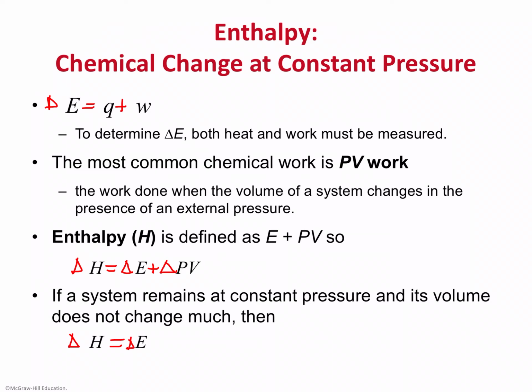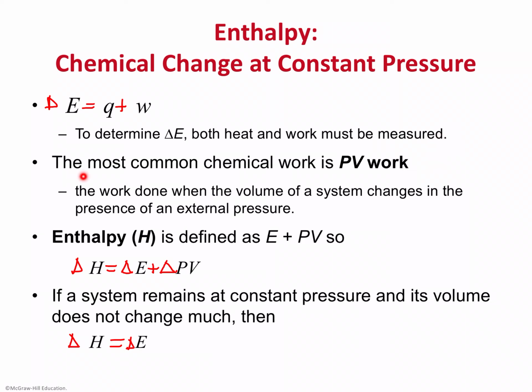Energy could be a combination of Q and W. Now what is enthalpy? Enthalpy is also a form of energy, but we call it a chemical change at constant pressure. If the pressure is constant, the change in energy is given the name enthalpy. Now we learned earlier delta E, energy, equals Q plus W. To determine the delta E, both heat and work must be measured.